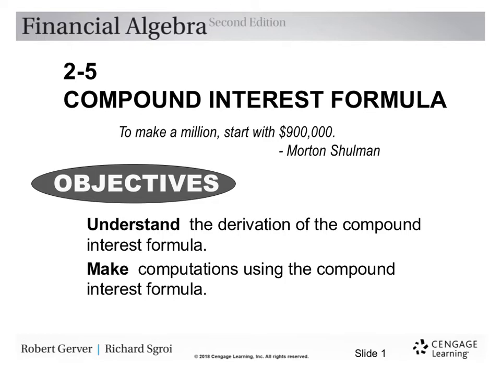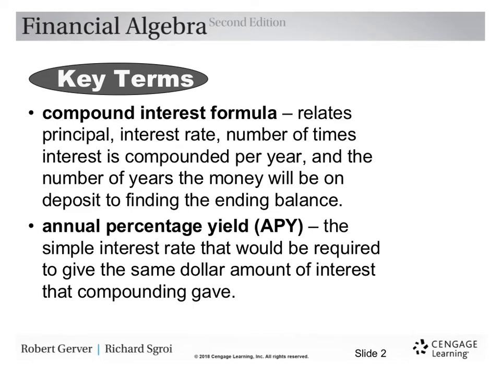Now we have only two terms that we need to define. First of all, the compound interest formula. This relates principal, interest rate, number of times interest is compounded per year, and the number of years the money will be on deposit to find the ending balance. The other term is annual percentage yield, or APY, and this is the simple interest rate that would be required to give the same dollar amount of interest that compounding gave.